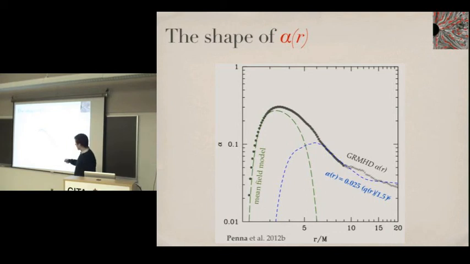The point is that I think we understand where this variation is coming from. It's just coming from how the metric stretches a plunging fluid and how the fluid stretches the field lines out.